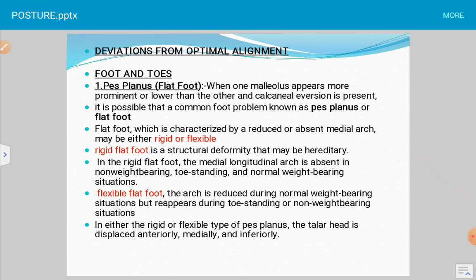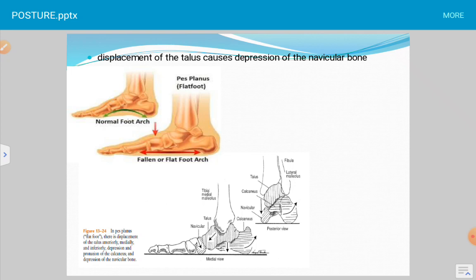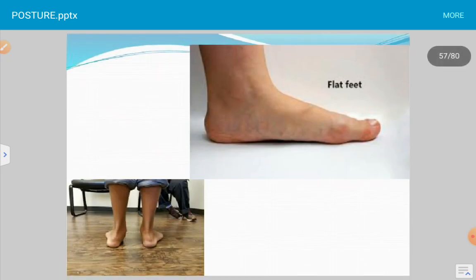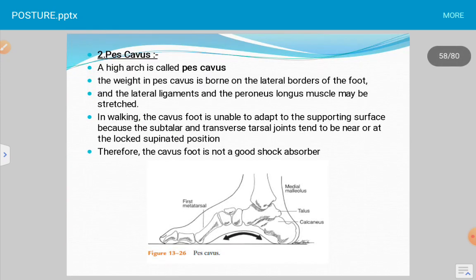In either rigid or flexible type of pes planus, the talar head is displaced anteriorly, medially and inferiorly. The first one is pes planus or flat foot, the absence of the medial longitudinal arch. Here we can see that the medial longitudinal arch is absent. In the second picture you can see the calcaneum in an everted position and the medial malleolus is prominent in nature. Then the second one is pes cavus.